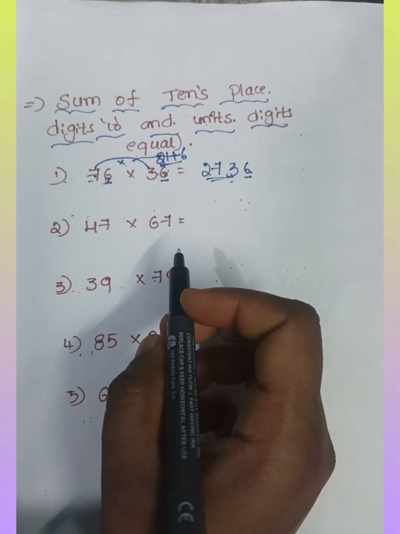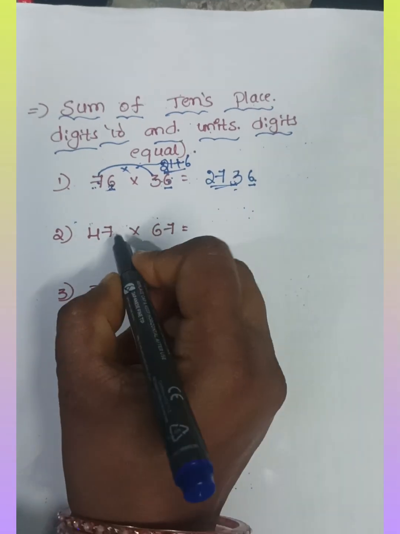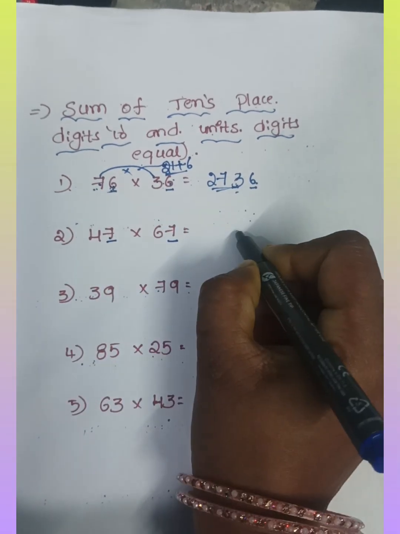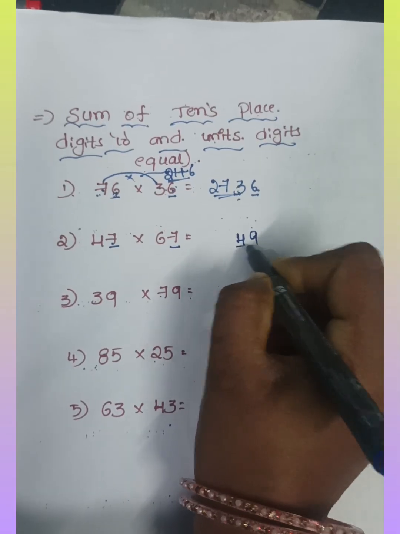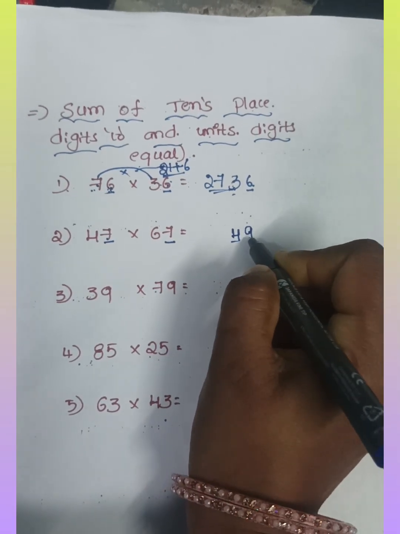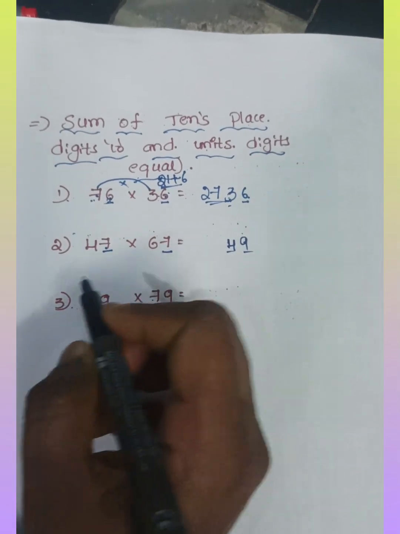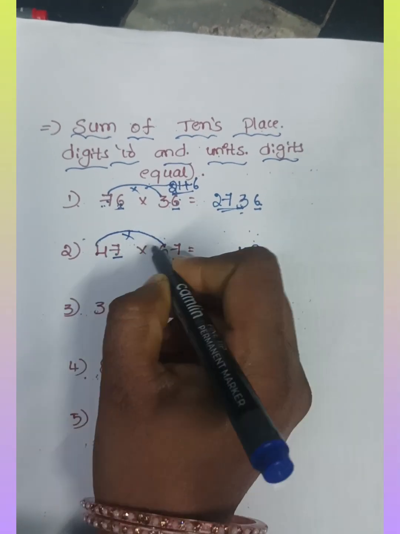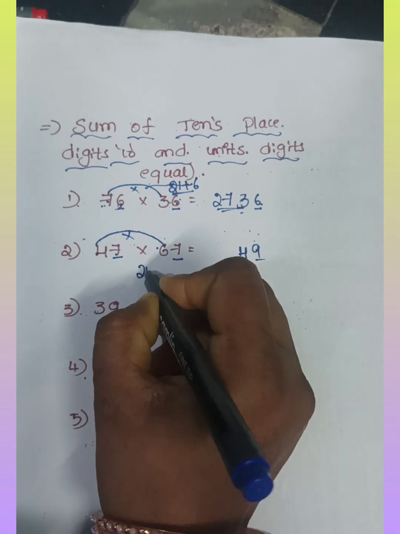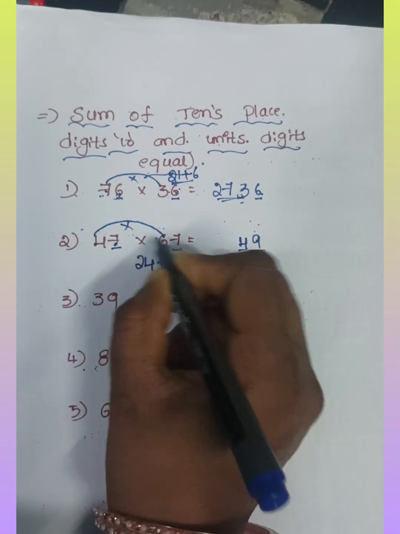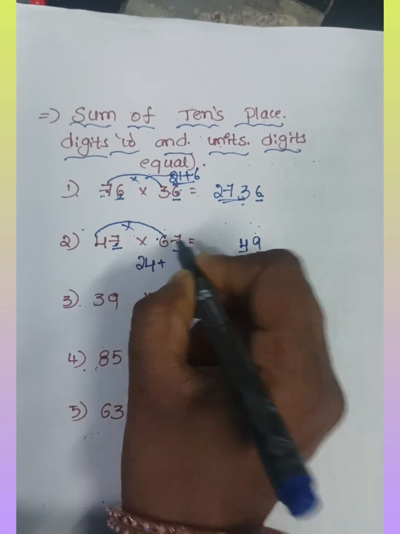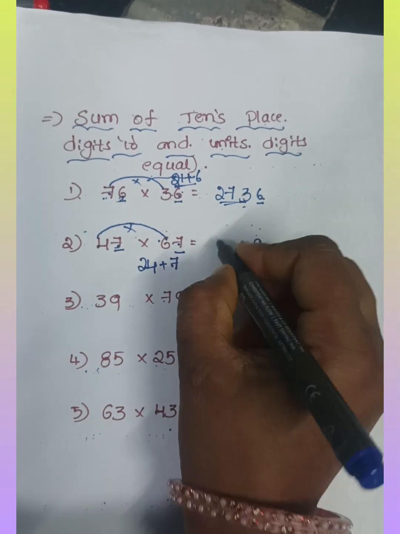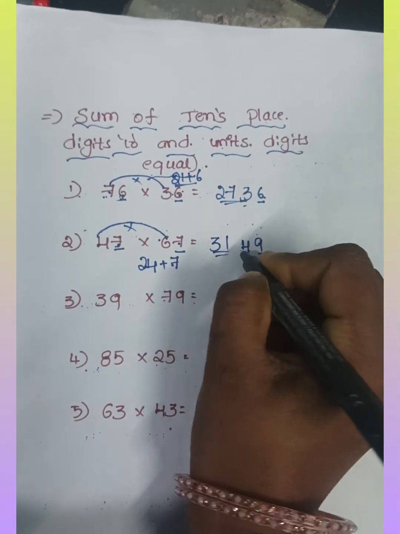Now let us go to the second problem. Here also multiply the last two digits. 7 sevens are 49. You can write 49 as the answer for the last two digit number, and multiply the tens place numbers. 4 sixes are 24. You can add this 24 with the ones place number. What is the ones place number here? 7. 24 plus 7 is 31. The answer is nothing but 3149.